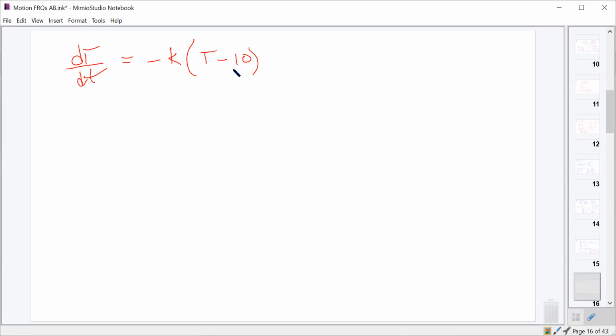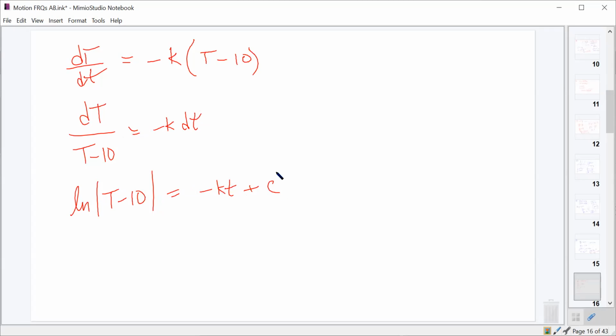And so for 55, we've got to actually go and solve this differential equation. So we've got dT over capital T minus 10 equals negative k dt. We integrate both sides to get natural log absolute value of T minus 10 equals negative kt plus some constant.